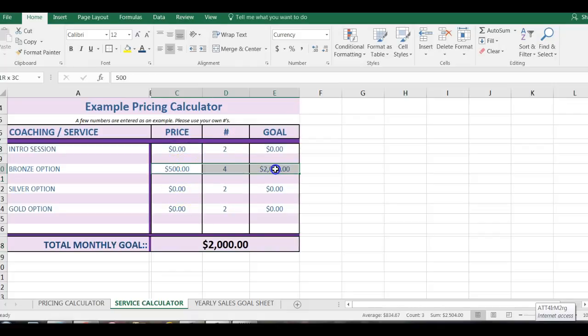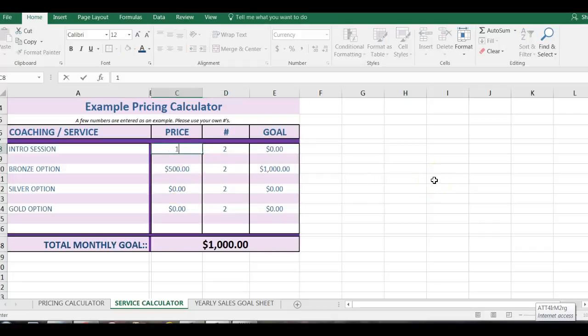I need to make 4 $500 sales to make my number of 2,000. But how else can I get there? Let's say I only make 2 sales per month, and then for my intro session, it's $100, and I make 2 sales there, or I make 4 sales there. And now I'm at $1,400.